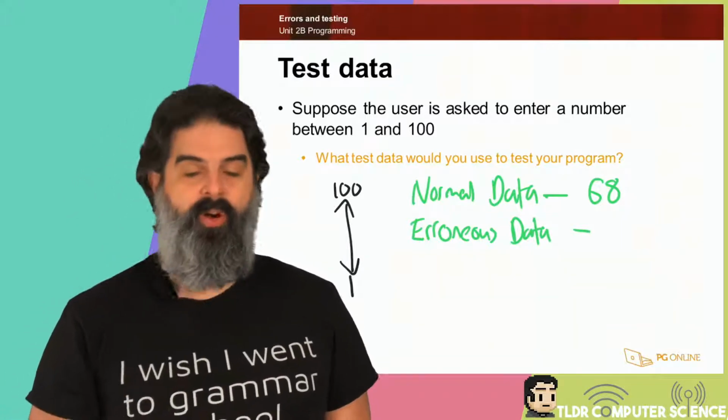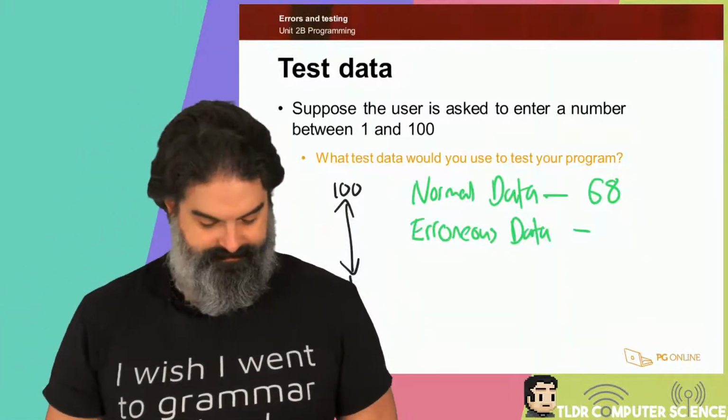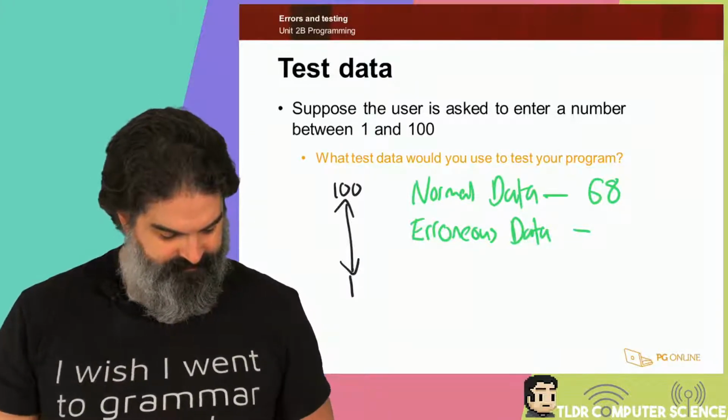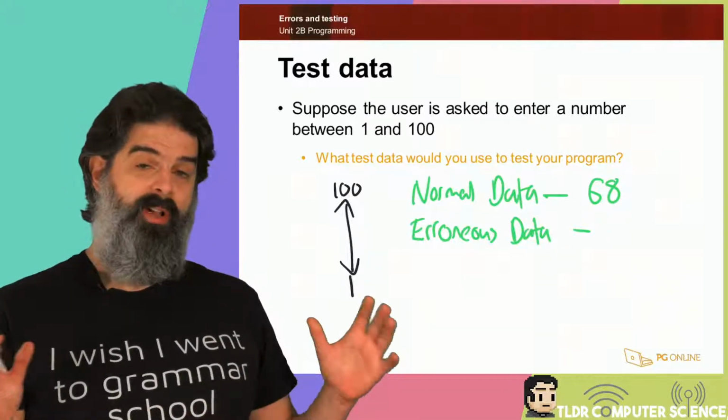Can you give an example of erroneous data? Who can give me an example of erroneous data? So that's data that is not expected.